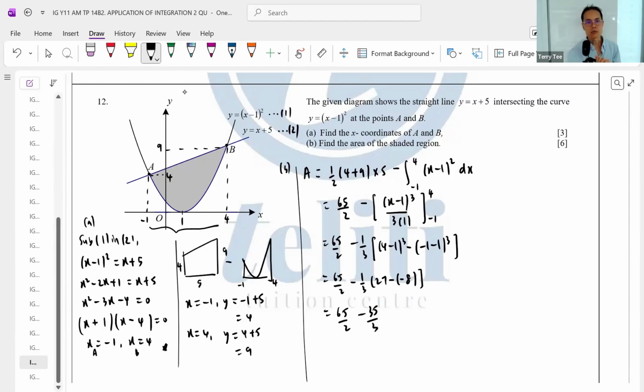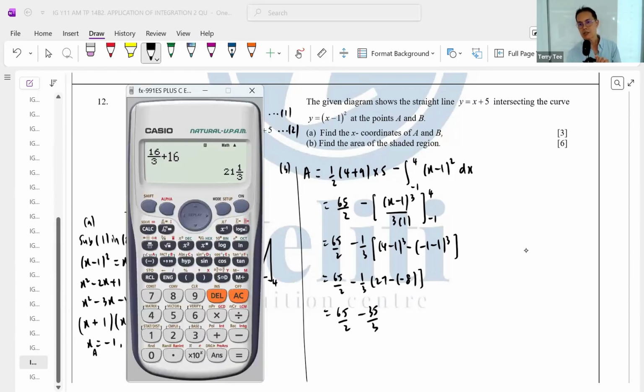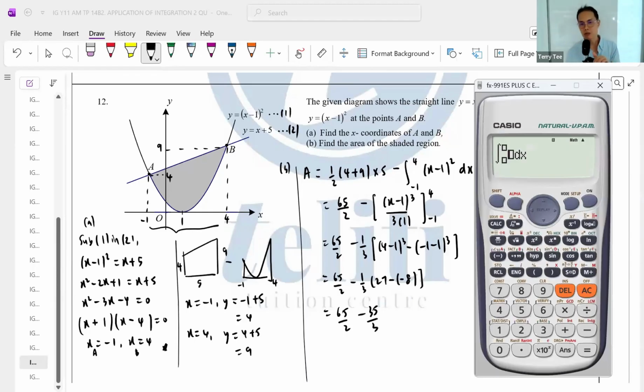Before I move on, I just want to double check. I don't know whether my integration is correct. So I'm going to put x minus 1, square it, with the limit from -1 to 4. I press equals. I should get 35 over 3 here, which is correct. So I take 65 over 2 and I minus this answer.